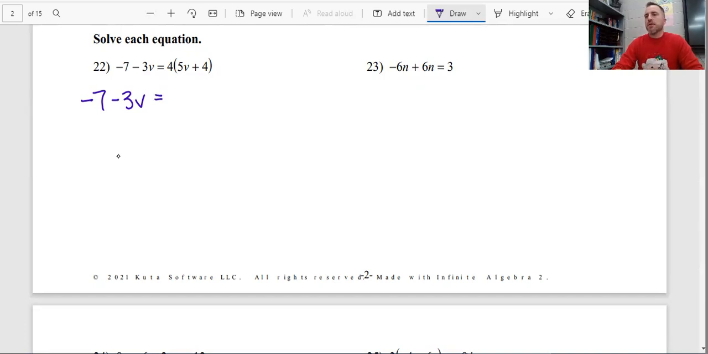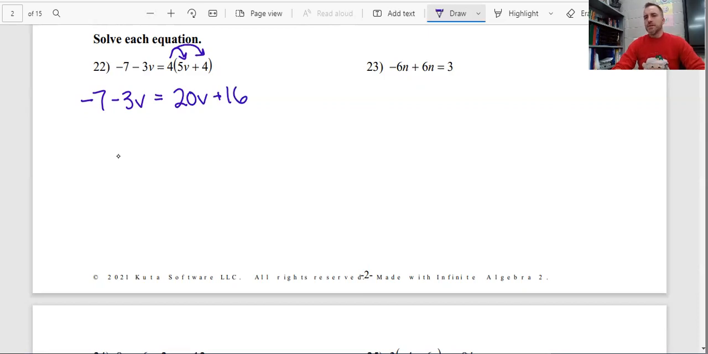If you look on the left side, there's nothing we can do. We can't subtract 3v from negative 7 because we don't know what v is. They're not like terms. On the right side, we can't add 5v and 4. So we're going to distribute this 4 into the parentheses. 4 times 5 makes 20v, and 4 times 4 makes 16.